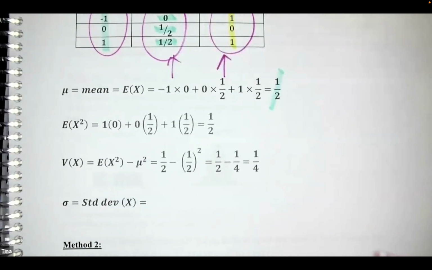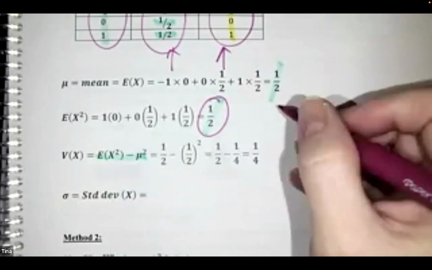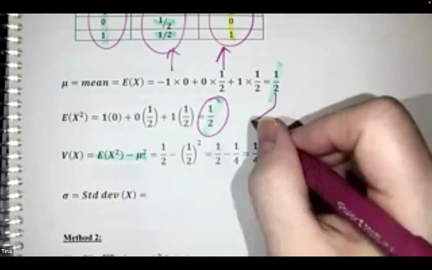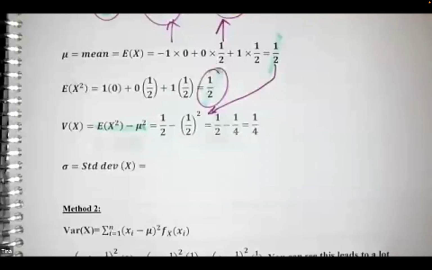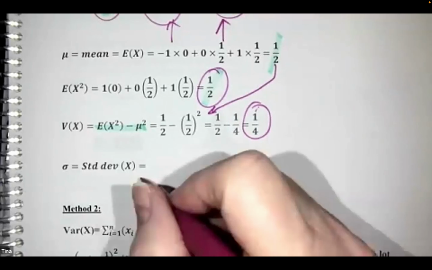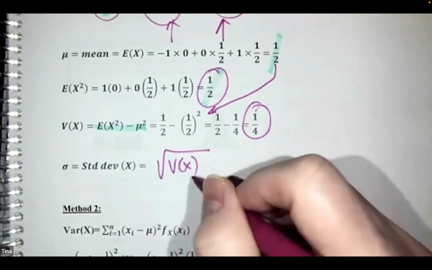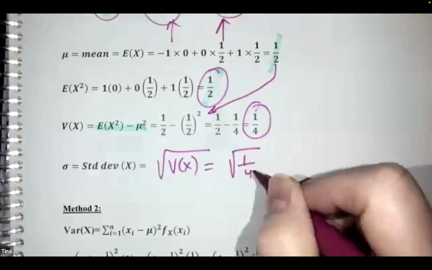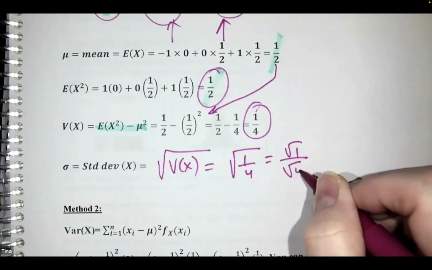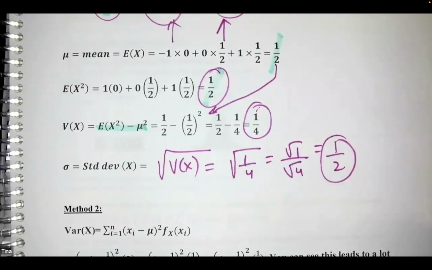And then the variance is just going to be your mean of the x squareds, which is a half, minus this mean squared. Always remember to square your mean. So a half minus a half squared is a half minus a quarter, which is a quarter. Our standard deviation then is the square root of our variance. And the square root of 1/4 is root 1 over root 4, or 1/2.